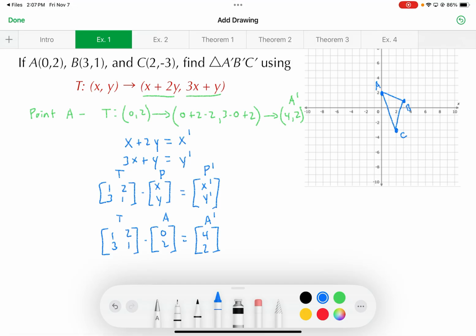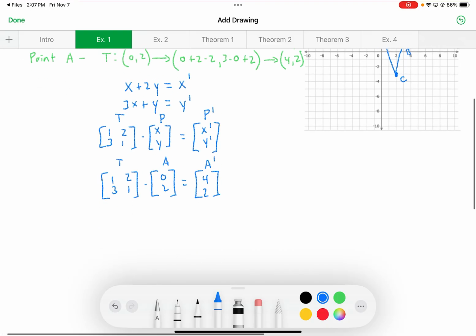Okay, now you might be thinking, well, how is that any better than what we did up above in green, right? Well, the benefit is I don't have to do this one point at a time. I can put as many points as I want into the variable matrix. Okay, so I'll leave this T as is, 1, 2, 3, 1.